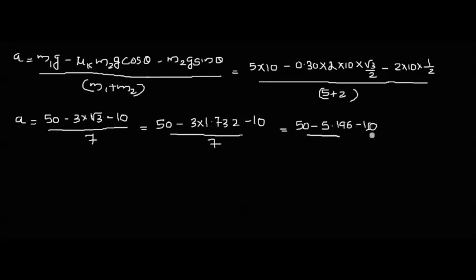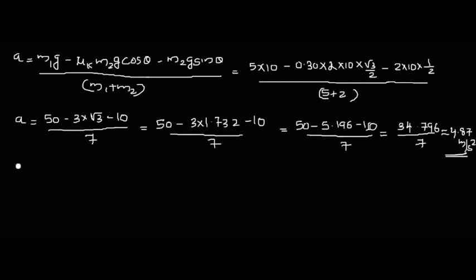Minus 10 divided by 7. While calculating the numerator, you will get approximately 34.796 divided by 7, and the answer will be approximately 4.87 meter per second square. Okay, so now we got the value of acceleration.